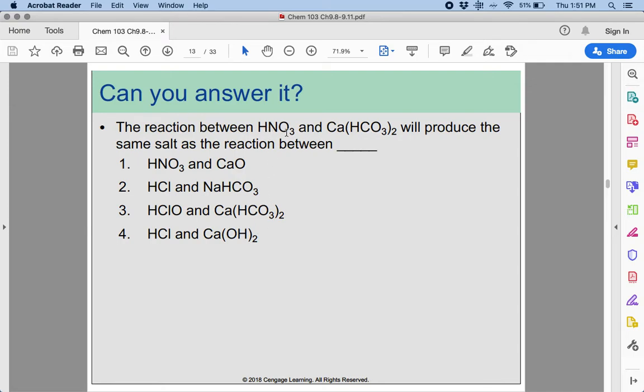Reaction between HNO3 and CaHCO3 will produce the same salt as the reaction between what? In this case, we need to think about what this reaction would produce. This is a carbonate here with a metal, and this is an acid. So what happens to an acid and a metal carbonate? We will get our metal oxide and our HNO3. These two things will produce this carbonate salt.